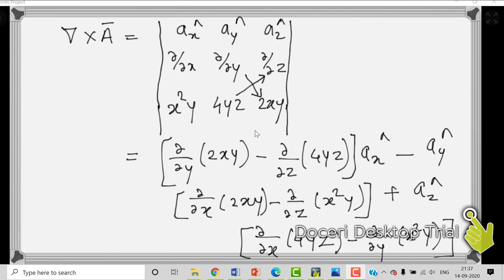Then the second term, partial derivative of 2xy with respect to x is 2y... that is 2x, and dou by dou z of x square y. But here there is no z term in the second quantity, so dou by dou z of this quantity is 0, right? So it is 2x minus 0.